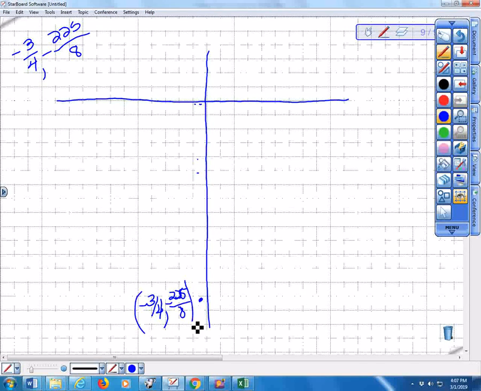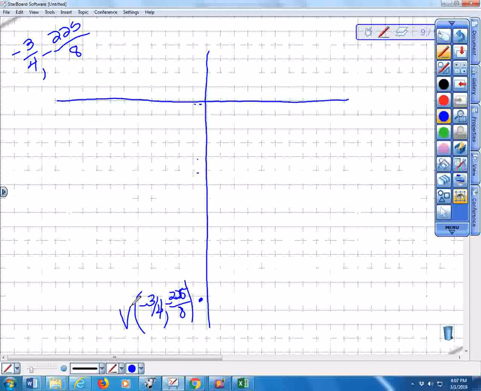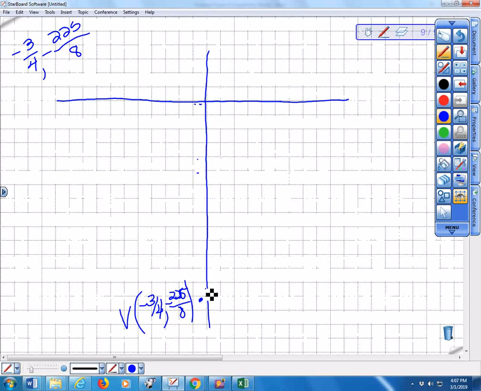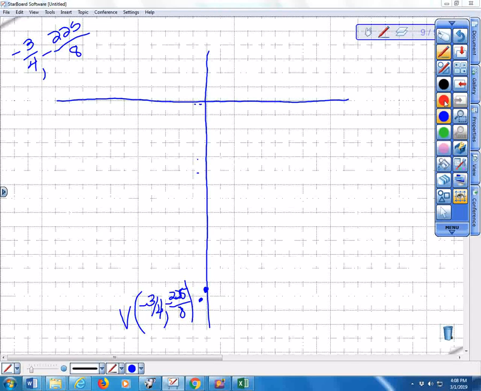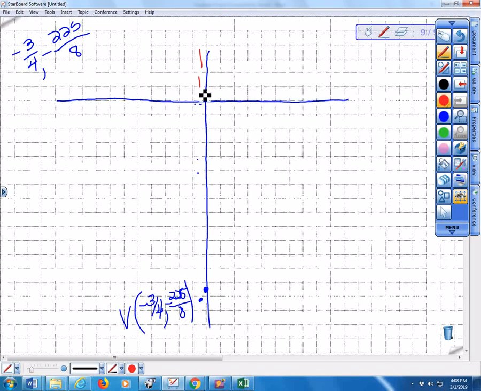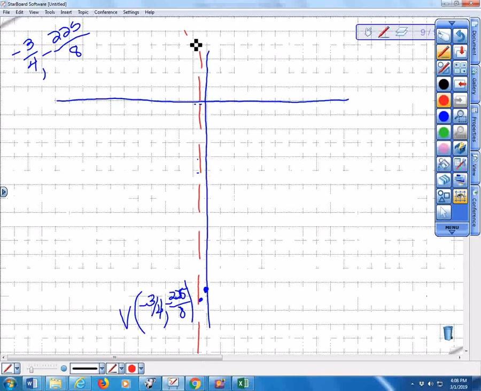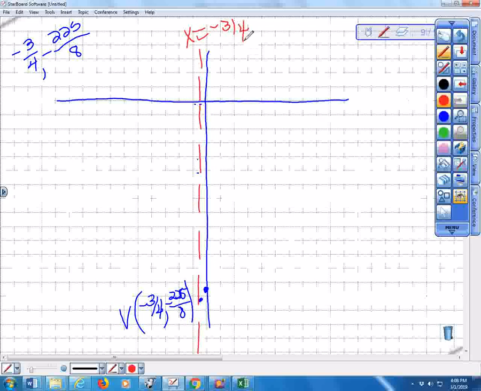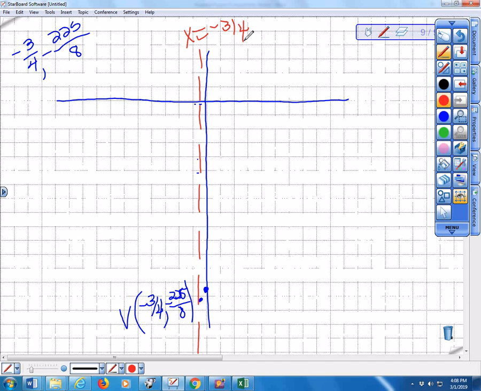That's the vertex. I also found my y-intercept to be negative 27. So if I'm going by 2s, that means negative 27 is going to be there. Remember what I told you, the x-coordinate of the vertex is your axis of symmetry. So I could just sketch that in. That line is x equals negative 3/4. So the axis of symmetry says every point on the right side is going to be equidistant to the axis of symmetry at the same level of y value.